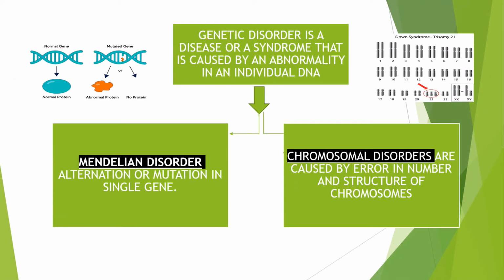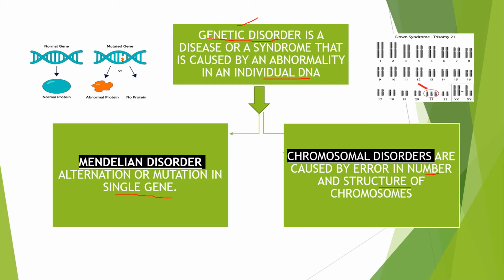Let's define what is a genetic disorder. A genetic disorder is a disease or a syndrome that is caused by an abnormality in an individual's DNA. So if any changes happen in the DNA, a genetic disorder will happen. These changes or abnormalities in an individual's DNA can be at the single gene, so there can be an alteration or mutation in a single gene, or it can be caused due to an error in the structure and number of chromosomes.